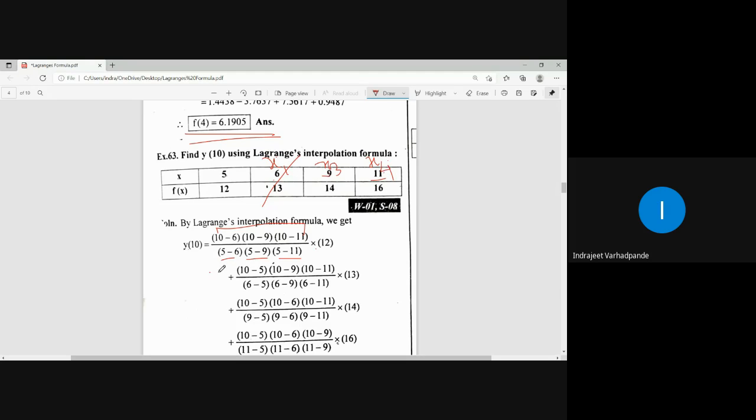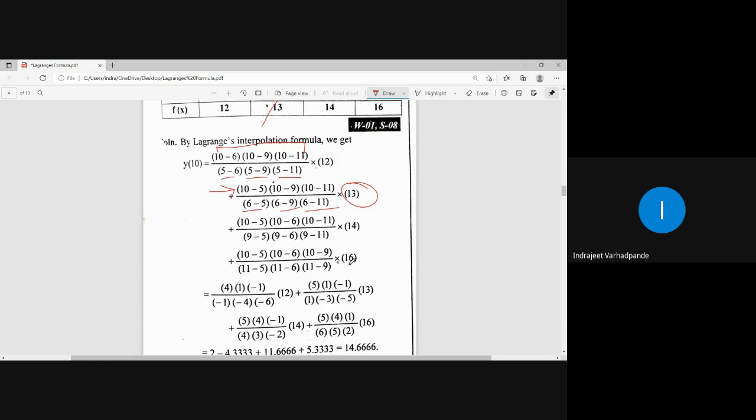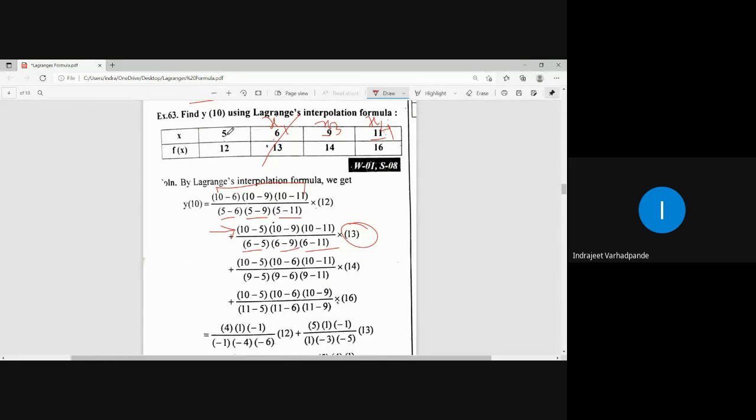See the numerator. Then how it will be? 10 minus 5, 10 minus 9, 10 minus 11. Denominator: copy paste but replacing x by x1. 6 minus 5, 6 minus 9, 6 minus 11 multiplied by functional value 13. Similarly, you have 10 minus 5, 10 minus 6, 10 minus 11. The next step, 9 minus 5, 9 minus 6, 9 minus 11. That is the step which is written. Functional value to be multiplied is 14.